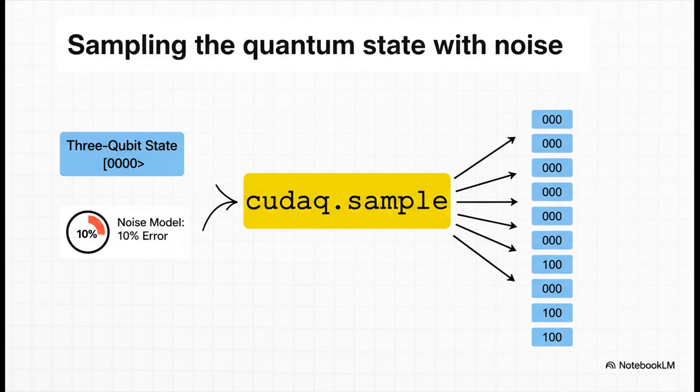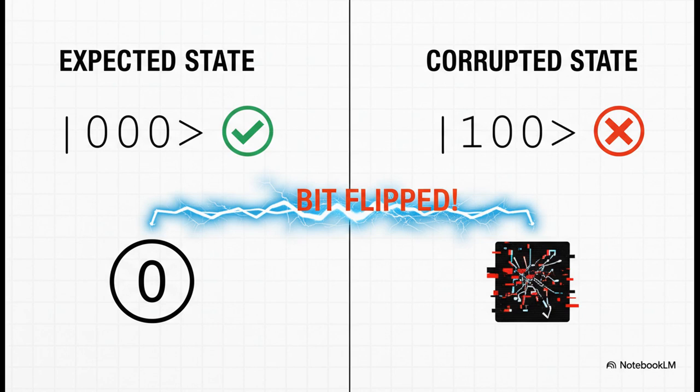But now for the fun part. Let's run that exact same circuit, but this time with our noise model switched on. We use the cudaq.sample function here, which is like running the experiment over and over on a real quantum computer and just collecting all the results. And there it is. This just perfectly illustrates the problem.